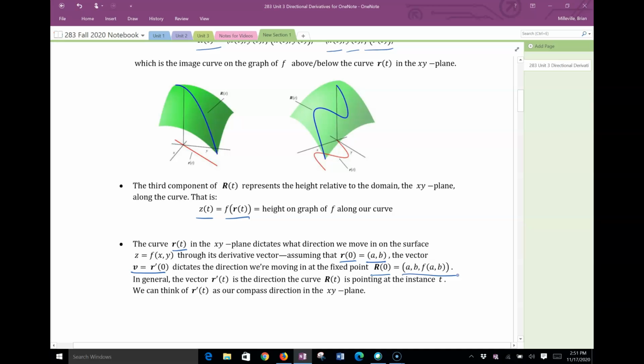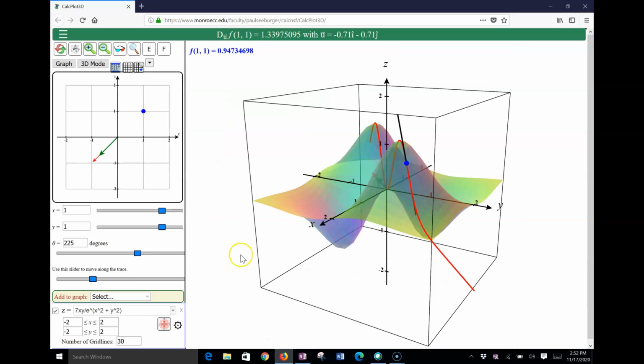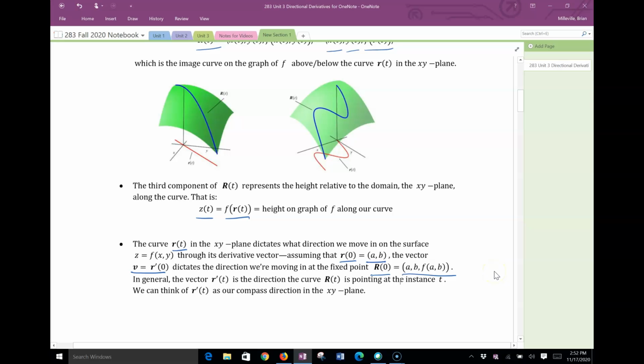In general, the derivative vector is the direction to the curve capital R of t, all right, at the instant of time you're talking about. We can think about that r prime vector, little r prime, as the compass direction vector in the xy plane. Going back over to Seeberger's applet, again, that compass direction was given by this green vector. When we change that, it definitely changes the direction that we're moving in, and therefore it's going to change the slope.